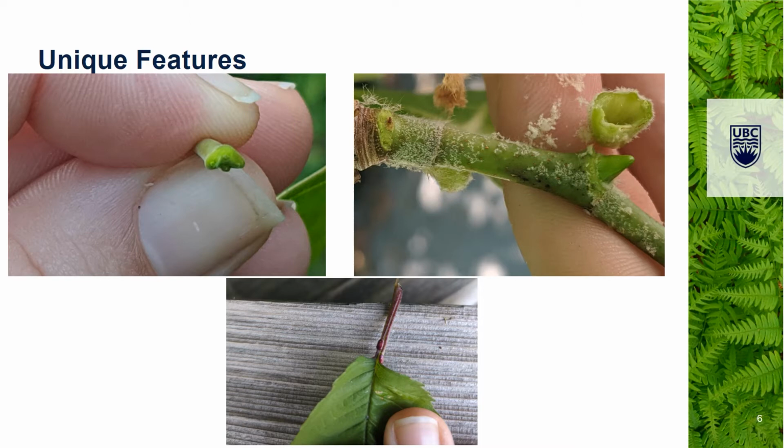The next image on the right is Platanus x hispanica. This image shows a hollow petiole, which is found in most Platanus species. This is because the petiole encapsulates or covers the buds.